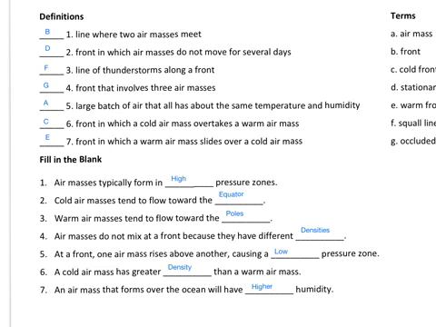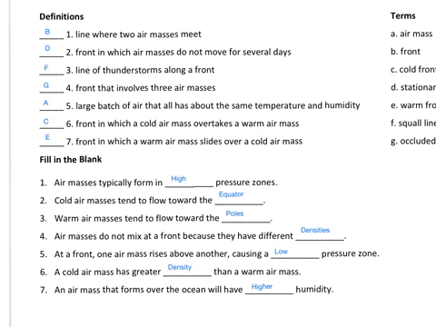All right. Air masses do not mix at a front because they have different densities. You have a low density warm air mass and a high density cold air mass. They're not going to mix. Instead, one's going to push the other one out, and that's why you get that bulldozer effect when the cold front comes in. At a front, one air mass rises above another, causing a low pressure zone. If something's rising, it's going to create low pressure, just like with a hurricane.